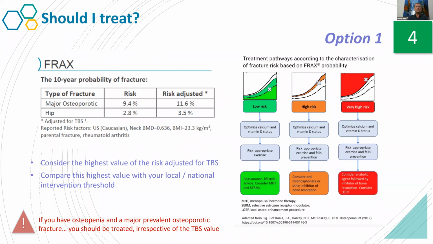So then the next question is, should I treat? There are 2 options. Option 1 will be to use a FRAX adjusted by TBS. So we provide here a table where we have a FRAX risk and a FRAX risk adjusted by TBS. And then we'll link to the IOF algorithm to choose the type of treatment. Say, okay, we have a low risk, high risk, very high risk, because then we'll see whether or not the risk adjusted by TBS goes above or below the intervention threshold to decide to treat or not to treat.